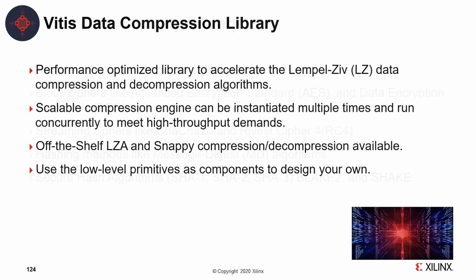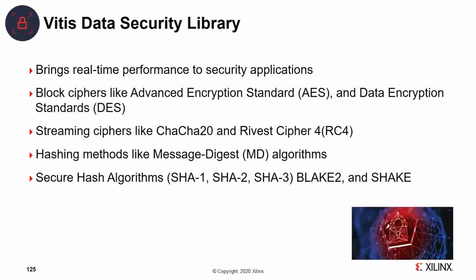The Vitis Data Security Library brings real-time performance to security applications. The Level 1 primitives provide optimized hardware implementation of most common security algorithms. Block ciphers, including AES and DES, are included. Stream cipher hashing methods like message digest and secure hash algorithms, including SHA 1, 2, and 3, and Blake 2 and Shake, are all available.